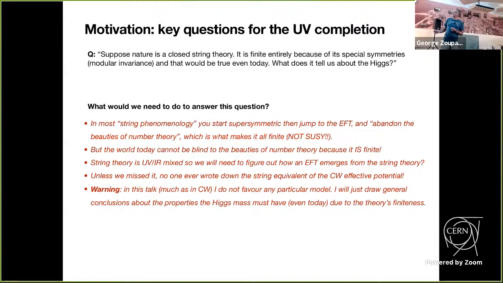Now, as I said, if you assume that the universe is based on a closed string theory, the world today is still operating with that symmetry underlying. So it has to still be finite. So there should still be modular invariance in the theory. And then the question is, what does that modular invariance tell us about, in particular, the effective potential? And a related question is, as we'll find out, string theory is heavily UV-IR mixed, sort of maximally mixed. And so it's not obvious how an effective field theory emerges. I can pull it out by hand, but when I do it, I break modular invariance. So, game over, basically.